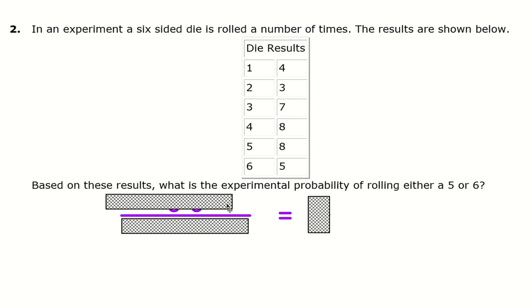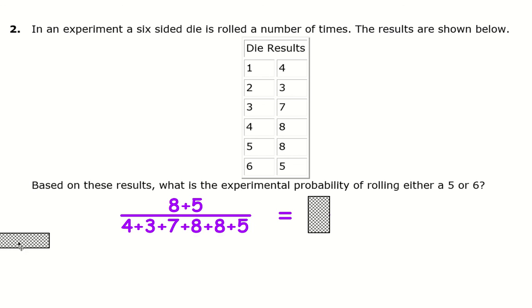So what's the probability of rolling a 5 or a 6? Well, again, it's back to the total number of favorable outcomes. So 8 and 5, this would be the total number of favorable outcomes, and then you would add all of these up to get the total, and so 13 out of 35, which of course you could convert to a decimal or a percent if you needed to.